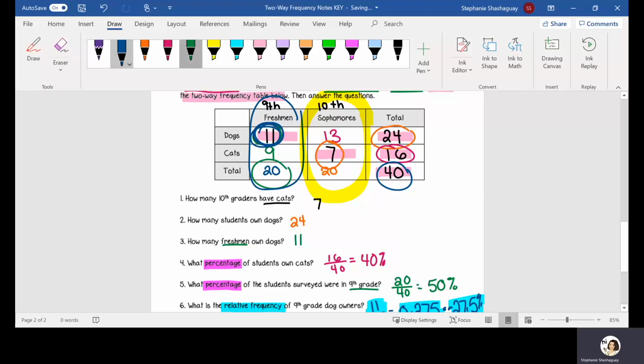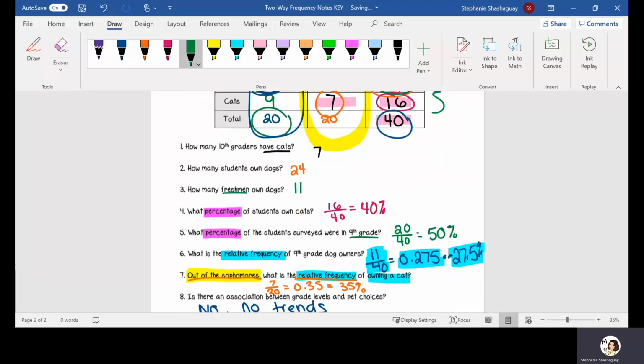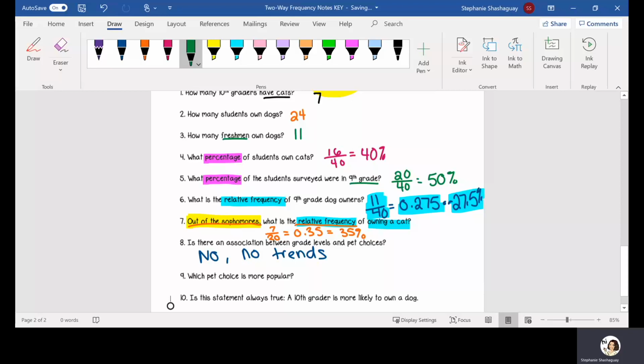Which pet choice is most popular? Now it's asking us to compare out of these two pet choices, which one is most popular? Well, clearly a dog is more popular because there's 24 compared to 16. So dogs are more popular.